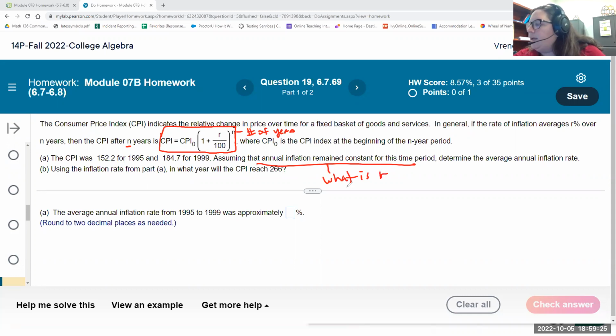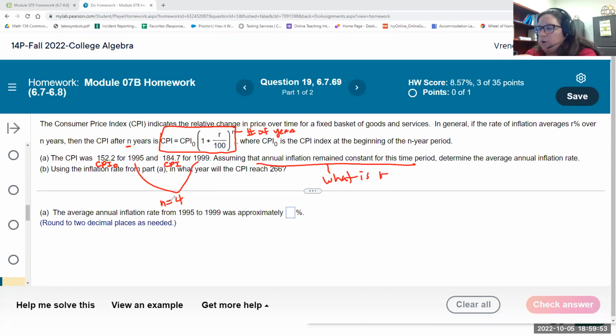What I would plug in is, the 1995 would be the first year, the beginning of the period. So the 152.2 would be the CPI sub 0. The 184.7 would be the CPI. And then we have to figure out, well, from 1995 to 1999, 4 years. So n equals 4. So that's what you would plug in in order to solve for R.